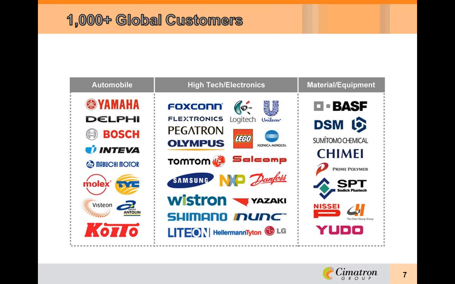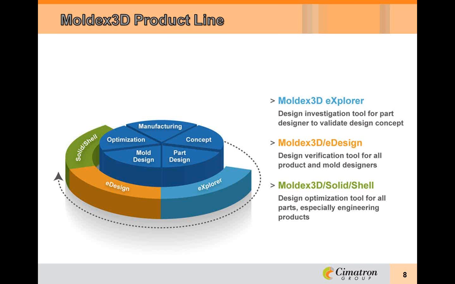Here is a small sampling of global customers whose names you might recognize from diverse industries. You can see there's Yamaha, Delphi, Foxconn, Unilever, some pretty big names here. Moldex3D has 3 products that cover a wide range of CAE needs.